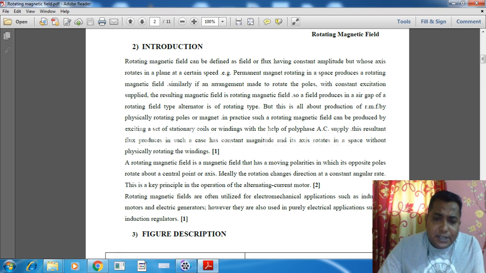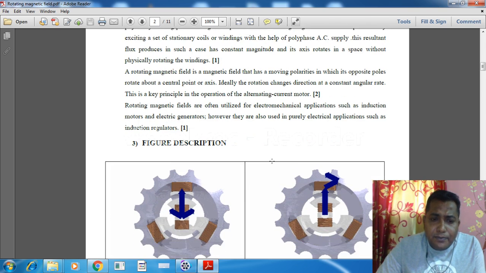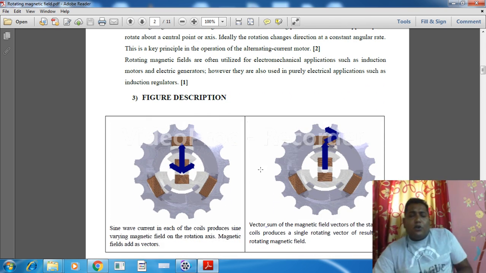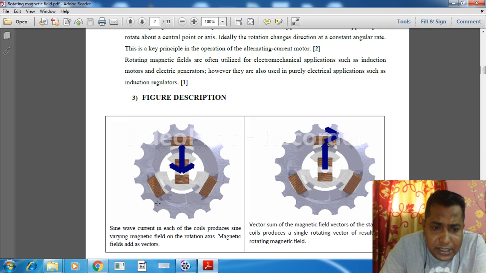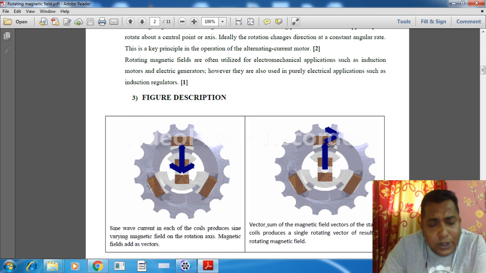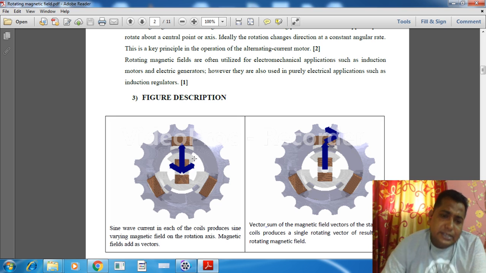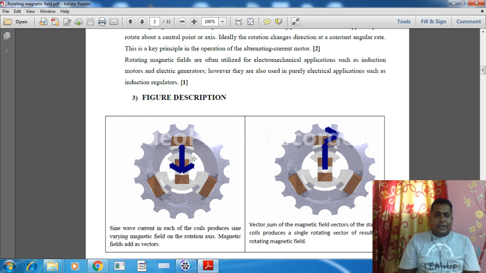So first, coming to the figure description, follow my pointer, it is a very interesting point. This outer section is the stator section, and inside that we have the rotor section.